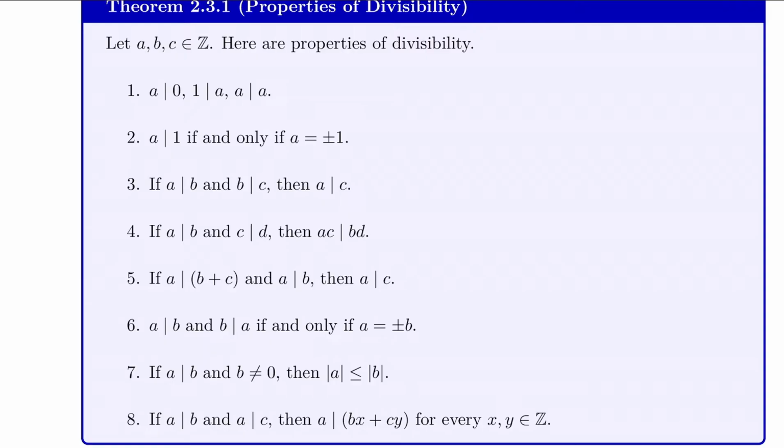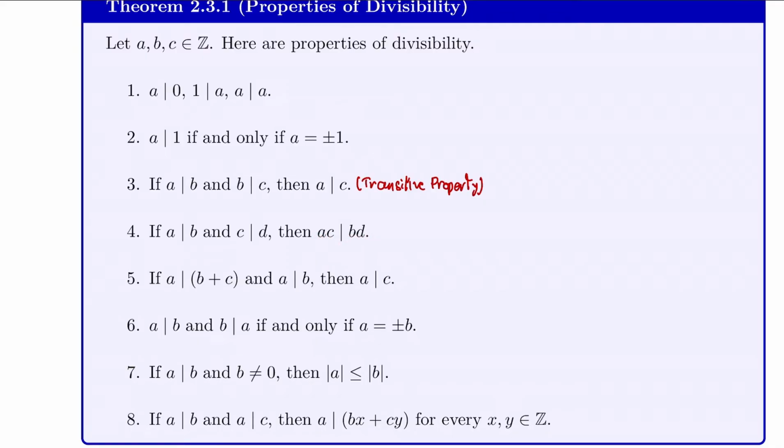The third property is if a divides b and b divides c, then a divides c. So division has transitive properties. We have transitive properties under division. The fourth one is if a divides b and c divides d, then ac divides bd.